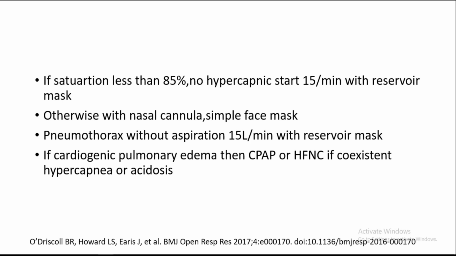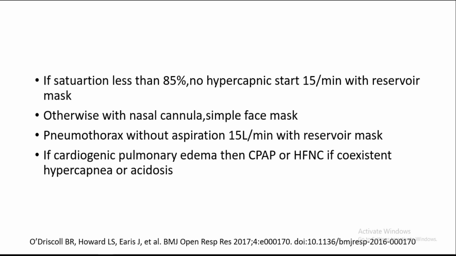In these conditions, if saturation is less than 85% but the patient is not hypercapnic, then you should start oxygen at 15 liters per minute with a reservoir mask. Otherwise, you should use a nasal cannula or simple face mask. And you know that with a simple face mask we can give oxygen up to 10 liters per minute. If the patient has pneumothorax, aspiration should be done. If aspiration is not possible, then target saturation 100% and give oxygen at 15 liters per minute.